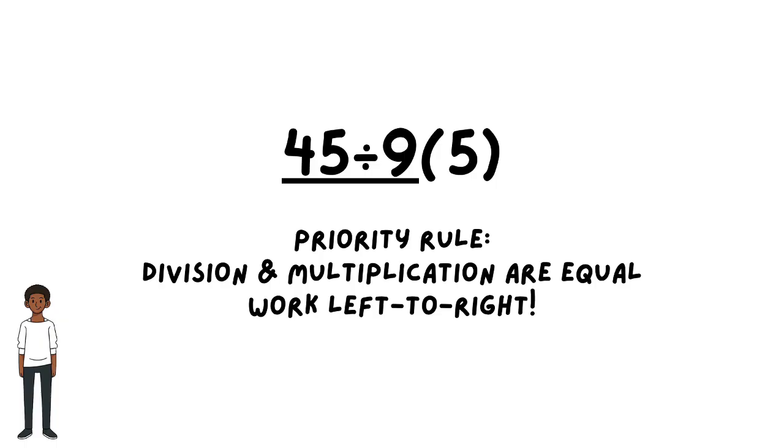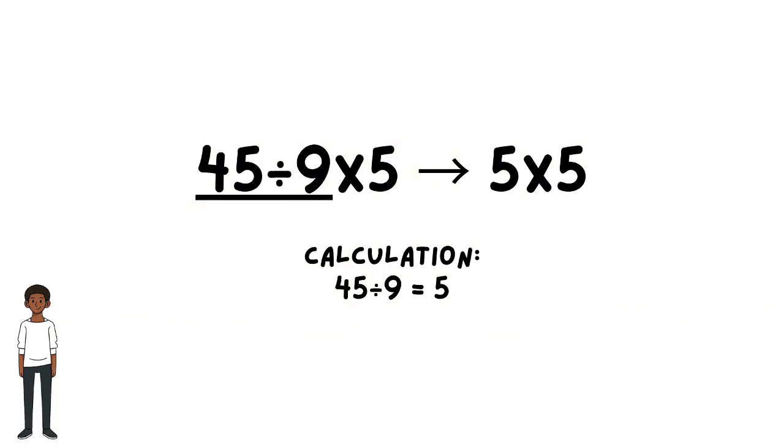Now we have division and multiplication remaining. Since they share equal priority, we must work strictly from left to right. Moving from the left, division appears first. Step 3. Divide 45 by 9. 45 divided by 9 equals 5. Now our expression is simply 5 times 5.